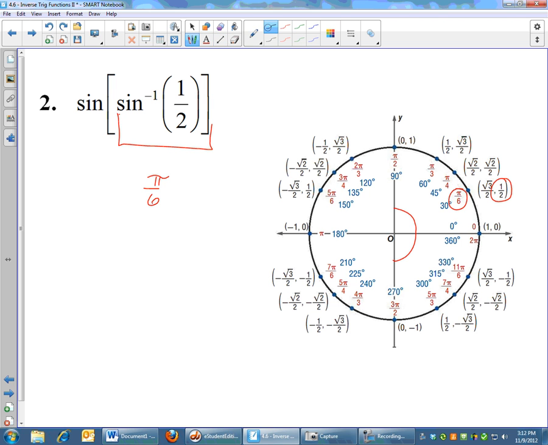And now I'm asking you, what is the sine? I have to do this sine on the outside, the sine of pi over 6. And this is going to be kind of silly. We look back at that same angle, and you give me the y-coordinate, which is 1/2, which is our final answer. So we kind of went in a circle there. The sine of the inverse sine of 1/2 ends up being just 1/2.